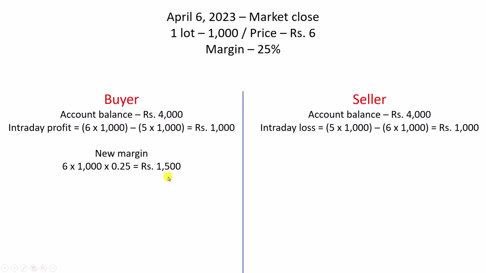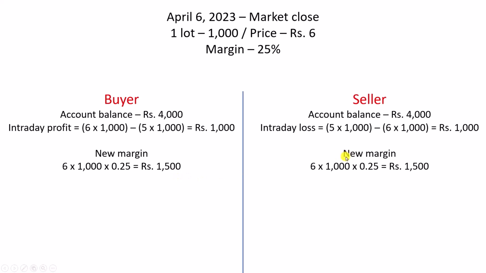How much margin was paid at 10 a.m.? It was 1000 rupees. Now how much is required? 1500 rupees. Meaning extra 500 rupees must be paid by the buyer to maintain this margin. Try to understand. Clear? I'll come back to this.